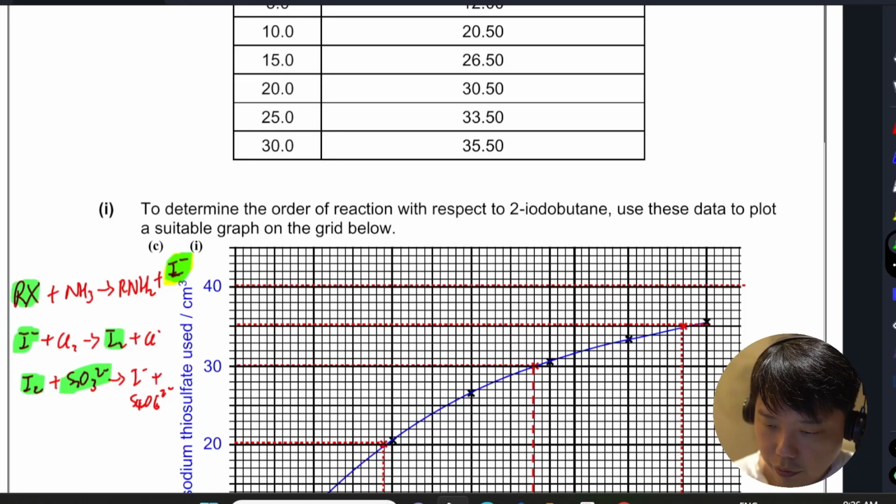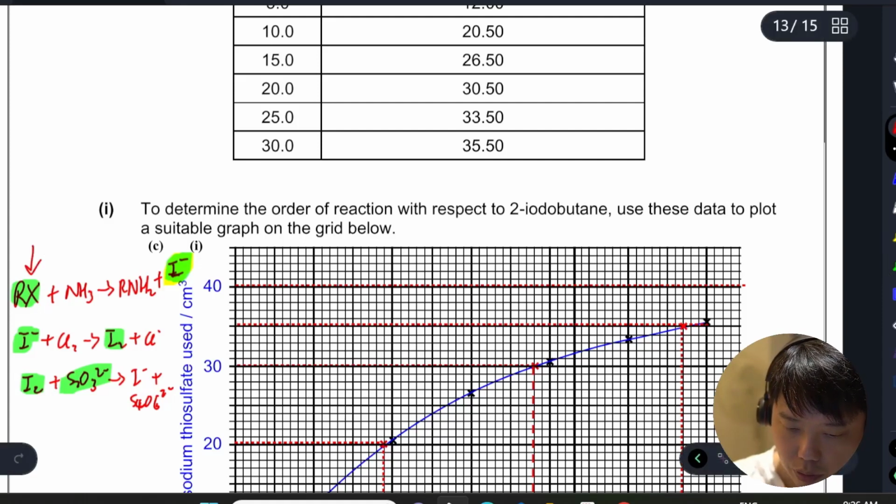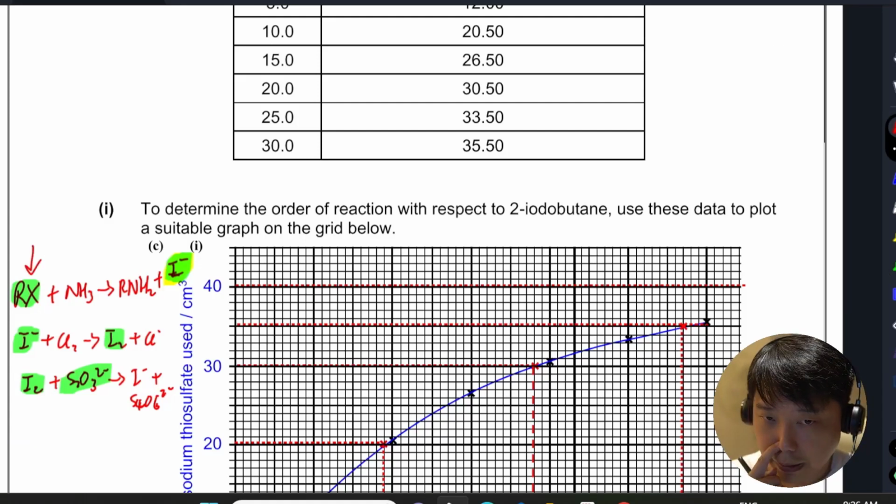So if you want to find the order of reaction with respect to 2-iodobutane, the RX initially, you can actually do it via the product curve, the product curve for thiosulfate. So you can see the highlighted species, you link it all the way back to RX, taking note of all the mole ratios. The challenging part here is to link back the thiosulfate all the way back to RX.